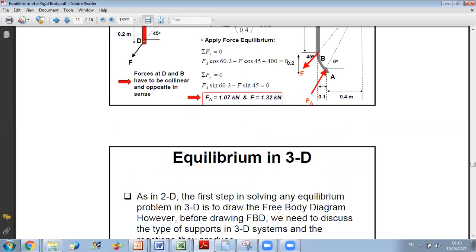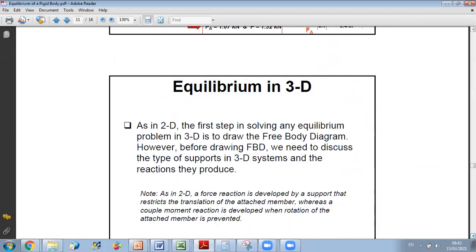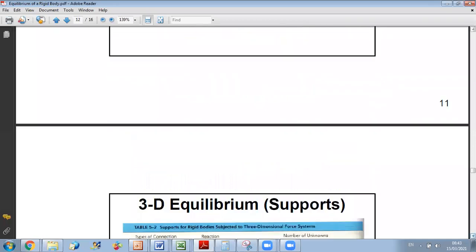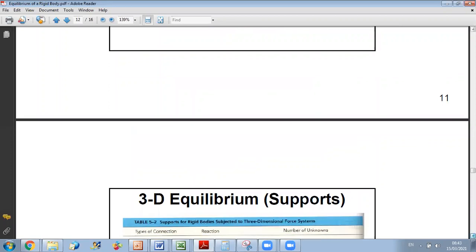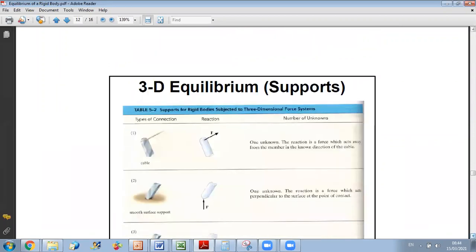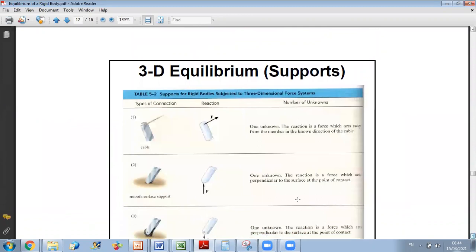Now, equilibrium in 3D. As in 2D, the first step in solving any equilibrium problem is to draw the free body diagram. But in order to know how to draw the free body diagram in three dimensions, we should know the types of supports and what types of reactions they can produce. In 3D it is a little more complex than 2D, but we have several common things. First, for a cable, as usual, the cable can only sustain tension. So whenever I have a cable, the action of the cable on any part will be directed towards the cable. So it's one unknown.